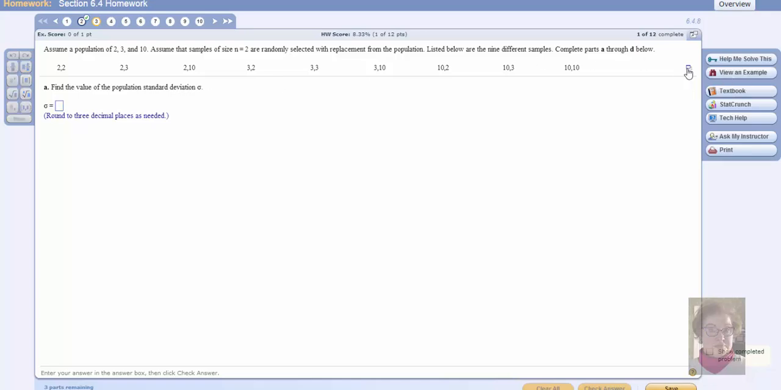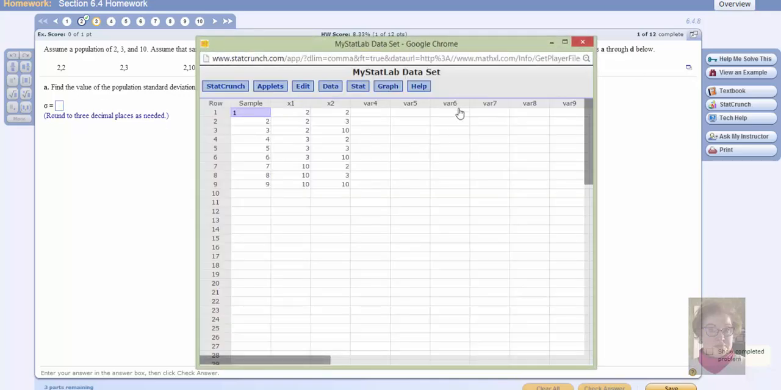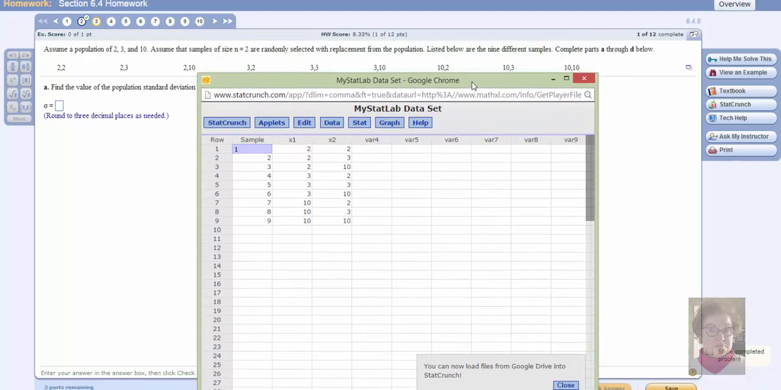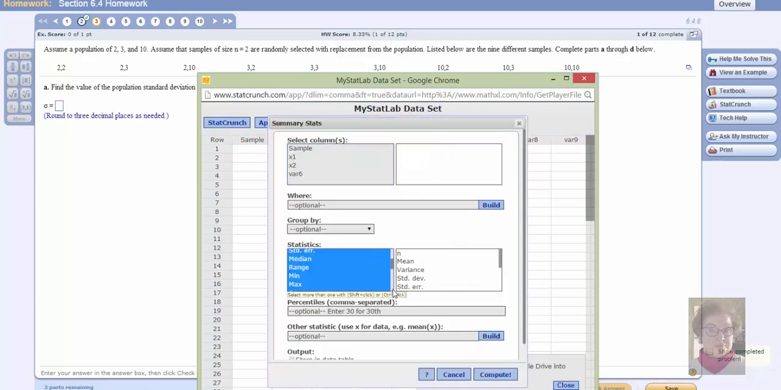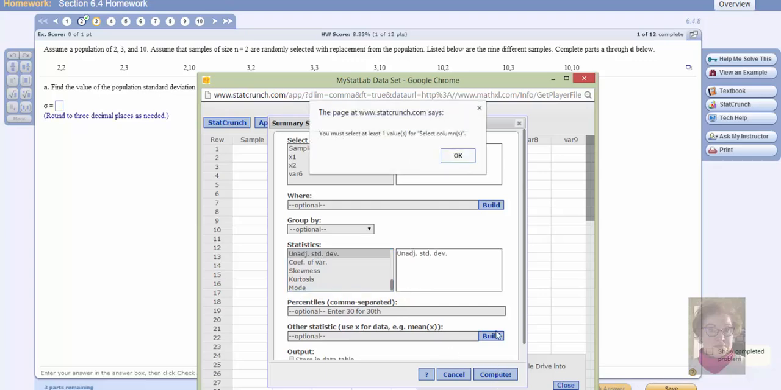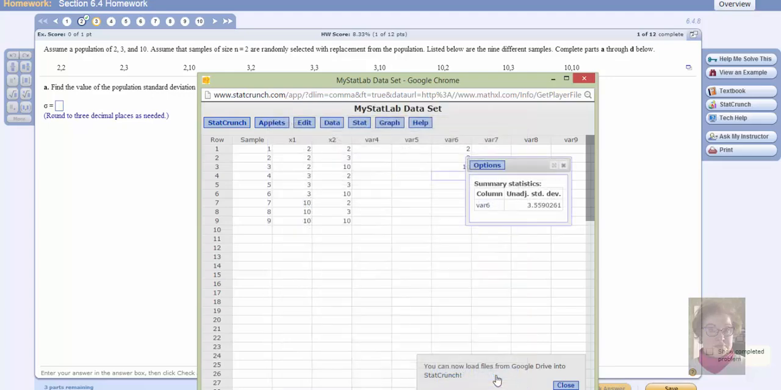So again, when you do this, you'll get your possible samples in the rows. And we're just going to go over here and we're going to enter our population, 2, 3, 10. And I want to find my standard deviation, so I'm going to do stat, columns. And I want to go down and find my unadjusted standard deviation in the variable 6 column. And so there's my unadjusted standard deviation.